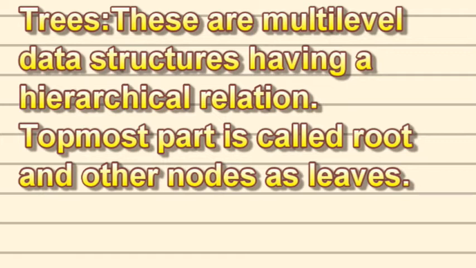Each node has some pointers pointing to other nodes. A special type of tree is a binary tree. Each node has two pointers, one pointing to the left node and the other pointing to the right node. You can see the definition on your screen also.